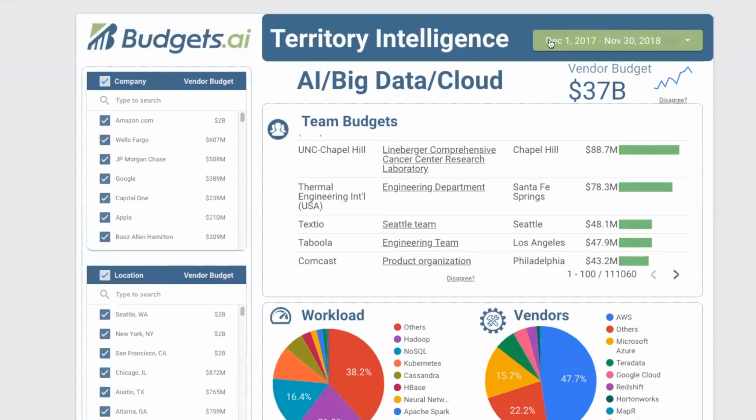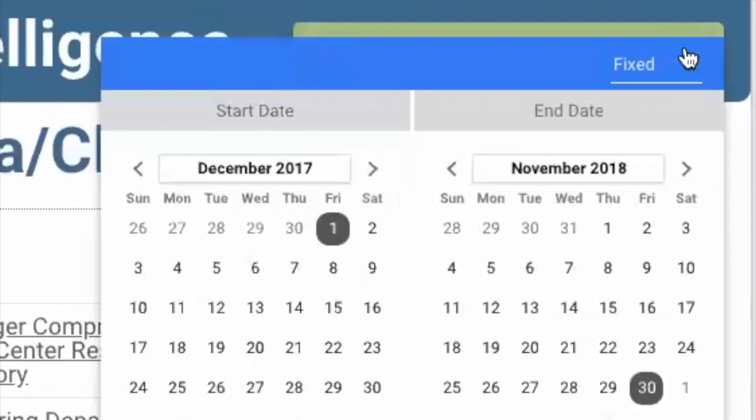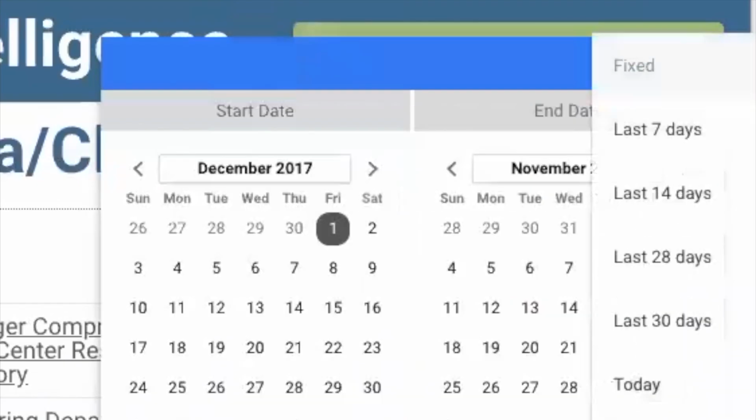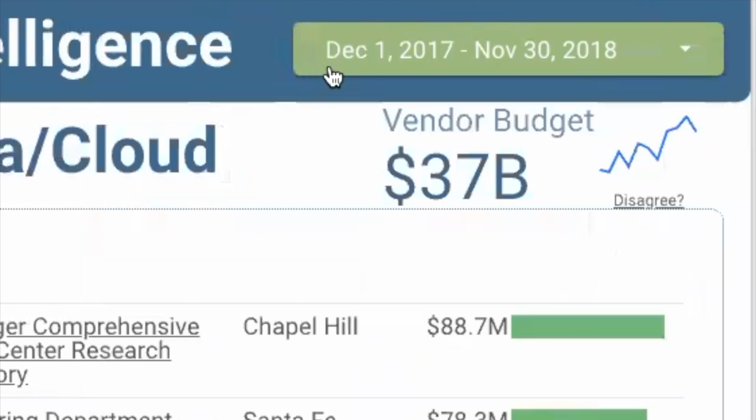Before I go there, let me just talk to you about the time frame. So the budgets are processed continuously, and right now we are looking at the budgets from December 1st, 2017 to November 30th of 2018. So spanning 1 year, roughly 2018 budgets. That's what we are looking at.